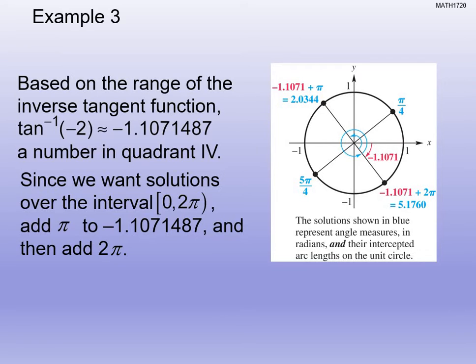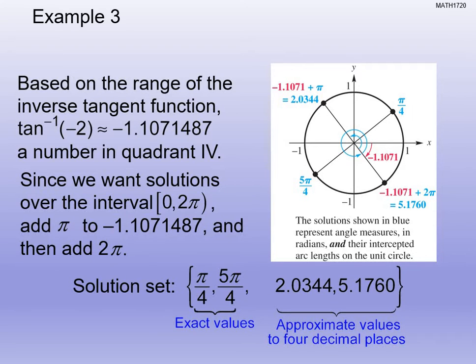All right, those are the reference angles. You should be able to get those, okay? Just drawing out where they are, adding, subtracting from pi, and then 2 pi. And that's where those values come from, okay? So we should get the solution set on the left, the pi over 4, 5 pi over 4. That came from the tangent of theta equals 1. And then the 2.0344 and the 5.176, those come from the tangent of theta equals -2, okay?